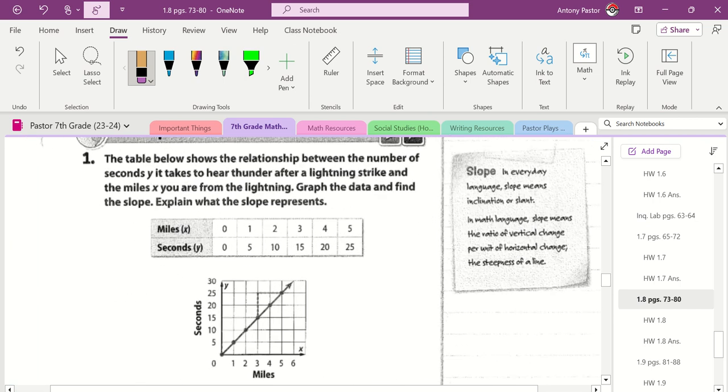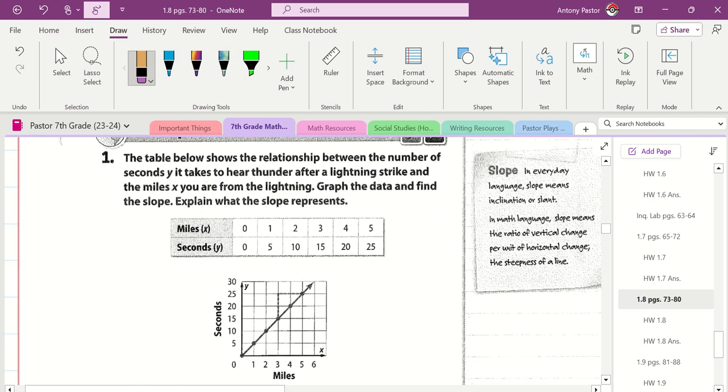All right, let's do this example here. The table below shows the relationship between the number of seconds, or y, it takes to hear thunder after a lightning strike, and the miles, or x, you are from the lightning. Graph the data and find the slope. Explain what the slope represents. So the data has already been graphed for us. Again, x tells us to go left or right, y tells us to go up or down. We're going to start at (0, 0). x is 1, y is 5, so we point it here, 2 to 10, 3 to 15, 4 to 20, and 5 to 25. It's all graphed for us.